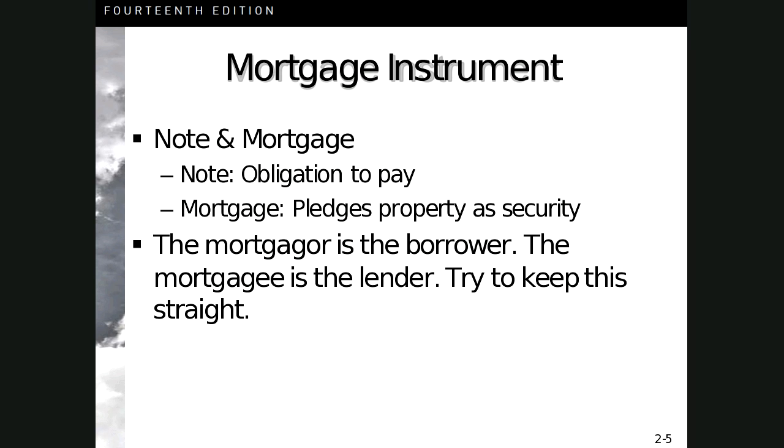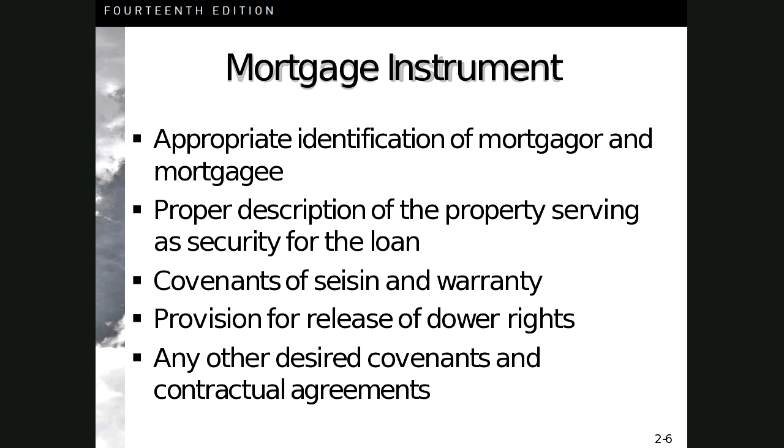Okay. And the mortgagor is the borrower. That's how we call it. The mortgagee is the lender, the one you pledge your property to. So they are the lender. The mortgagor is the borrower who is going to pledge their own property. Try to keep this straight, it's not always easy.